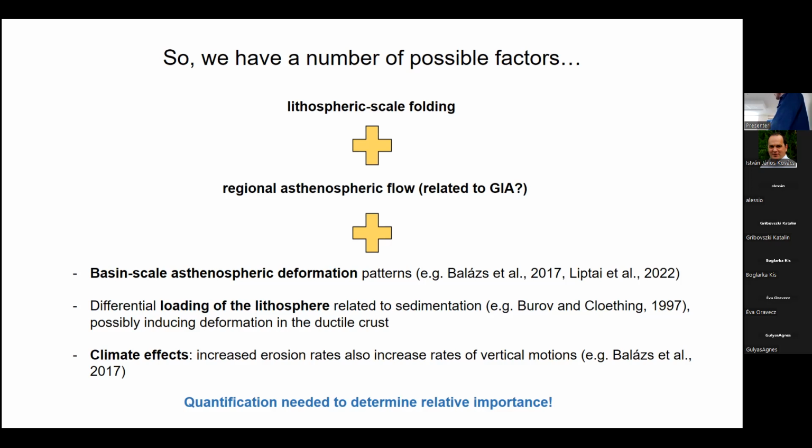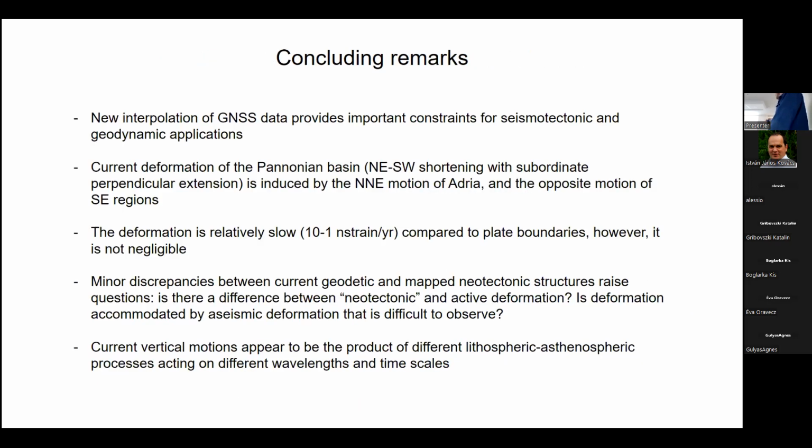And it would be really good to move forward and try to quantify some of these aspects, maybe with some coupled models, and determine the relative importance of these factors. And I will conclude with that. So I'll just read the points.